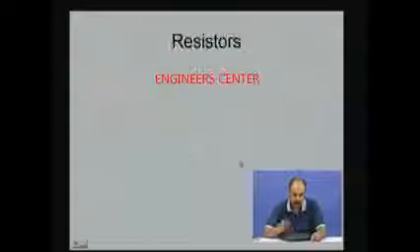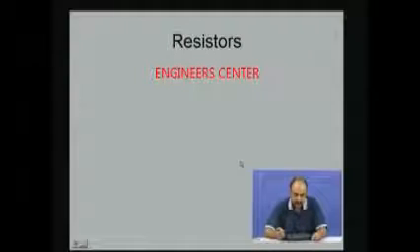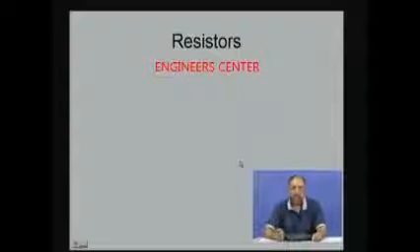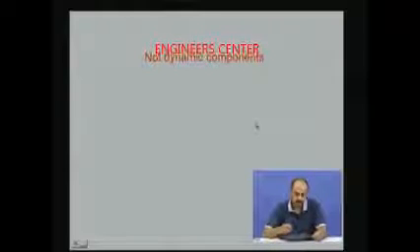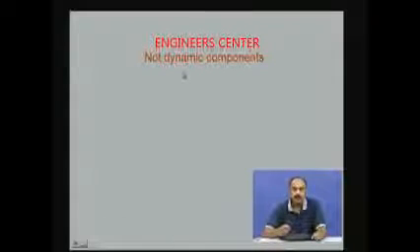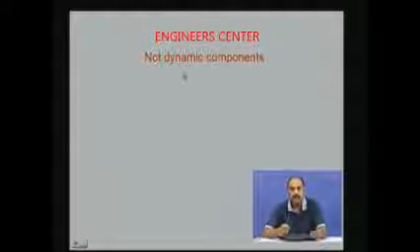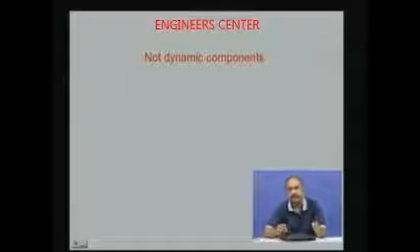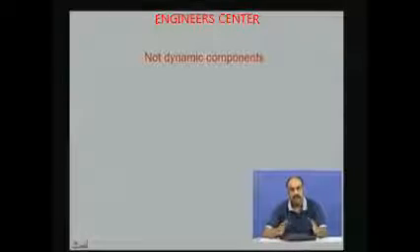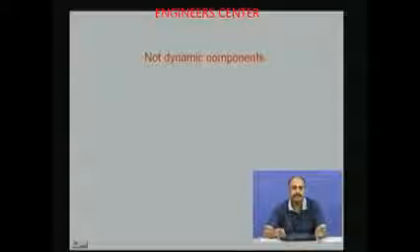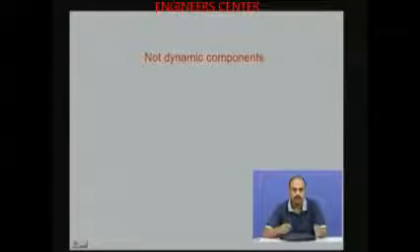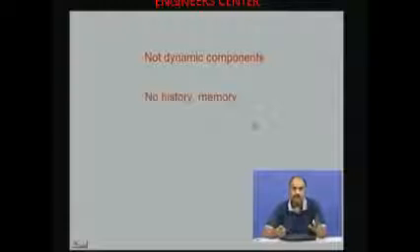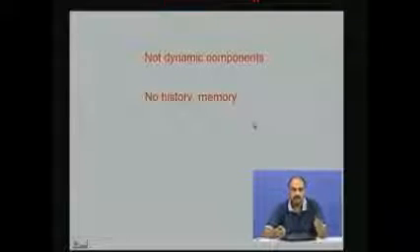So, now let us look at these primary components one by one. The resistors first. What are these resistors? What are the features of these resistors? First of all, it is a non-dynamic component. What does this mean? It means that it is an algebraic component. Whatever input comes appears at the output at that instant, at every instant, instant by instant. There is no history, there is no memory. It cannot remember the past states or the past values.